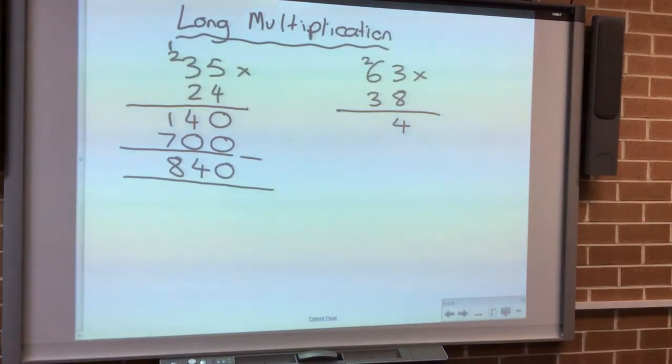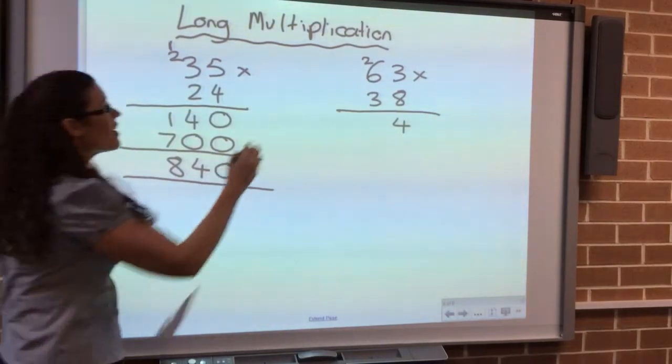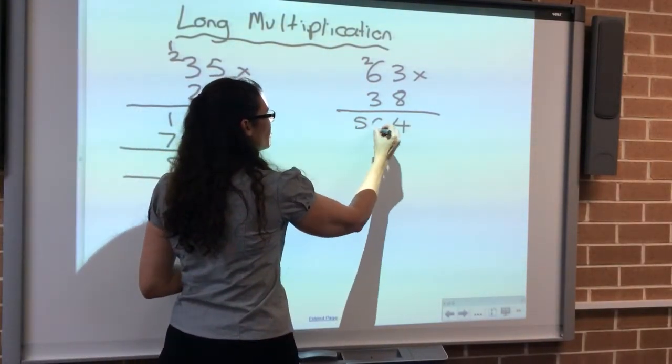Okay, so I've done the 8 times 3. I've put the 2 at the top, the 4 at the bottom. Now I'm going to do 6 times 8. What are 6 8s? You're too fast for me. Just the 6 8s. 6 8s are 48. That's 7 8s. 6 8s are 48. Add the 2 extra, gives me 50. I'm done, so I write 50.